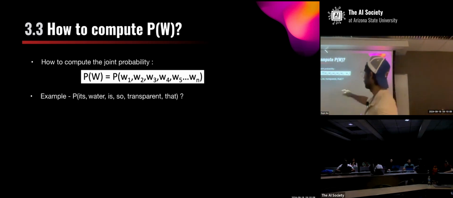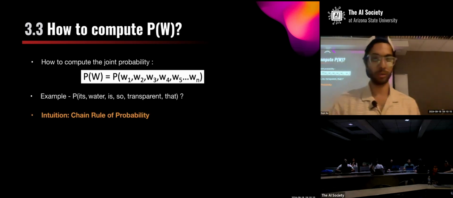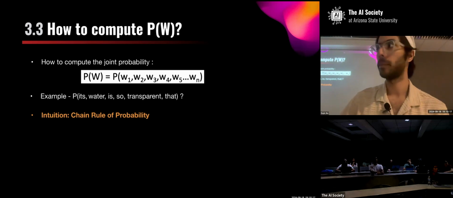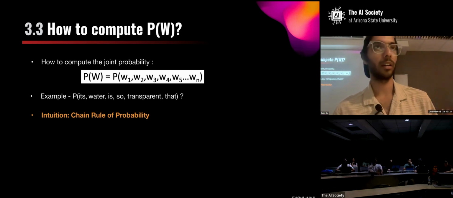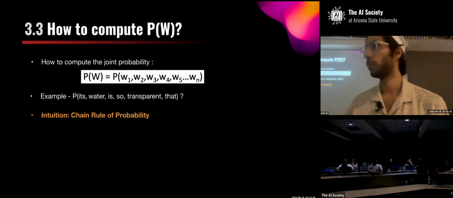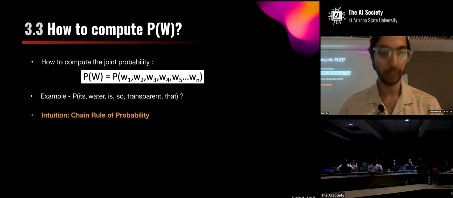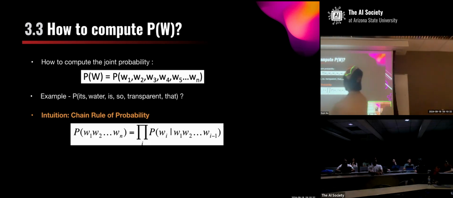For example, if this is the sentence, how do we calculate the probability of this sequence of words? We'll use the chain rule of probability. Do you guys know what a conditional probability is? I'm sure you must have studied it, even if you might not remember it. I'll just go over the formula quickly. This is the chain rule of probability. It is different from conditional probability, but it comes from conditional probability.